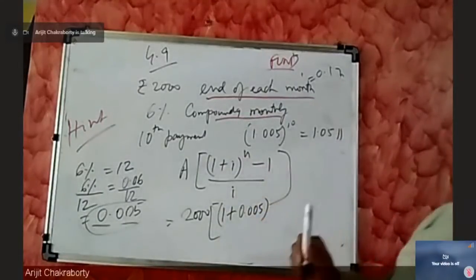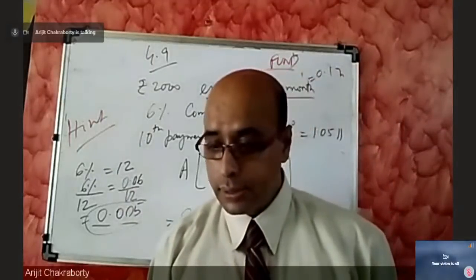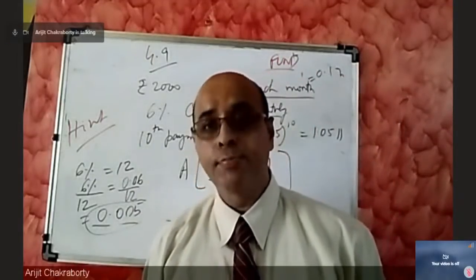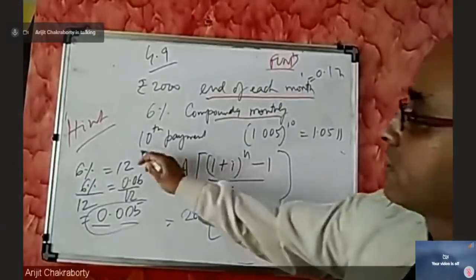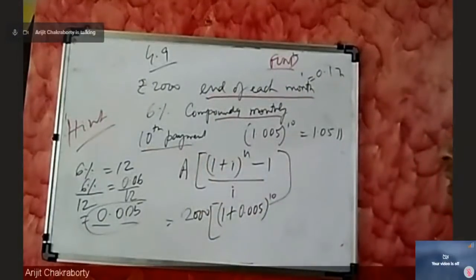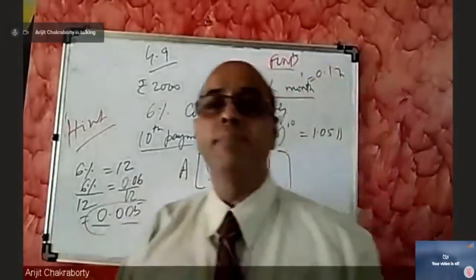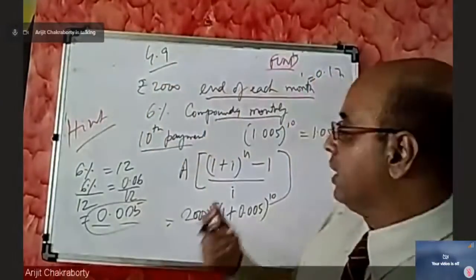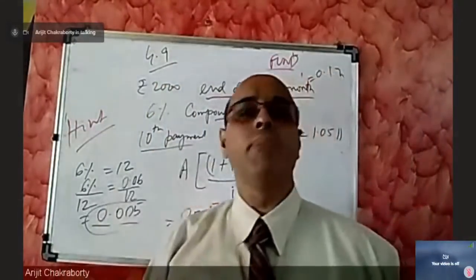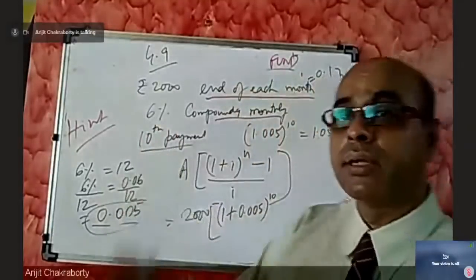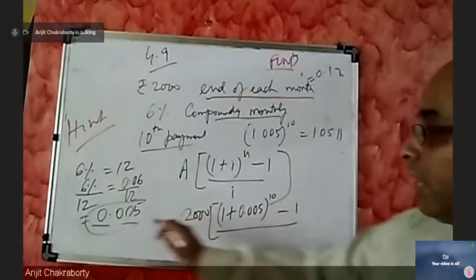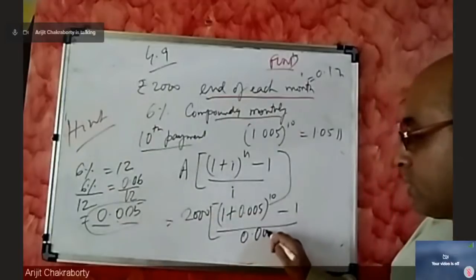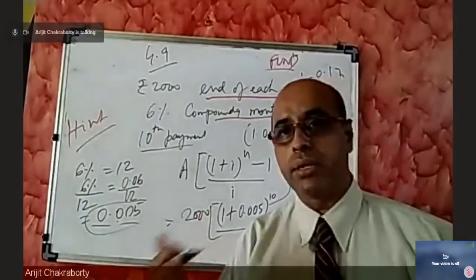Right. So do we know n? 10th payment. N is given. N is 10. So n is the 10th payment. So after 10 months basically. So here 10 payments means 10 months. So basically every month the compounding is done, 10 payments. So 10th payment, 10 months basically. Right. So to the power 10 minus 1 by I. I is 0.005. Please note it. No mistakes. Be accurate. Be confident.